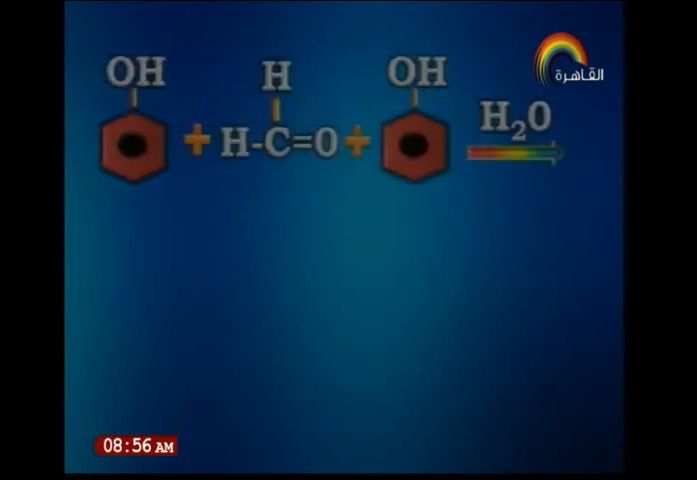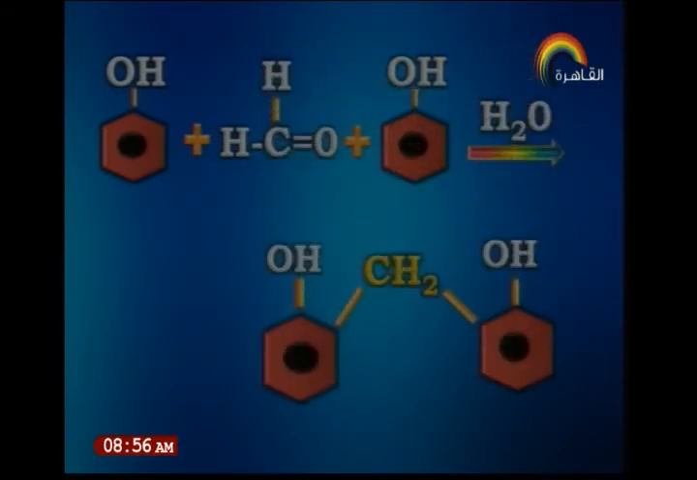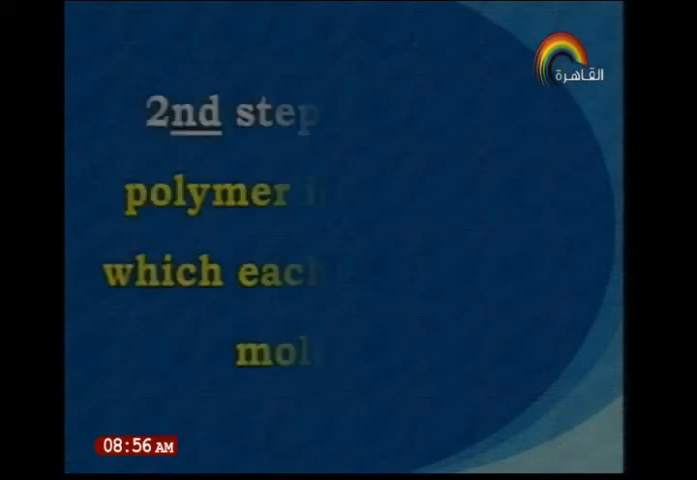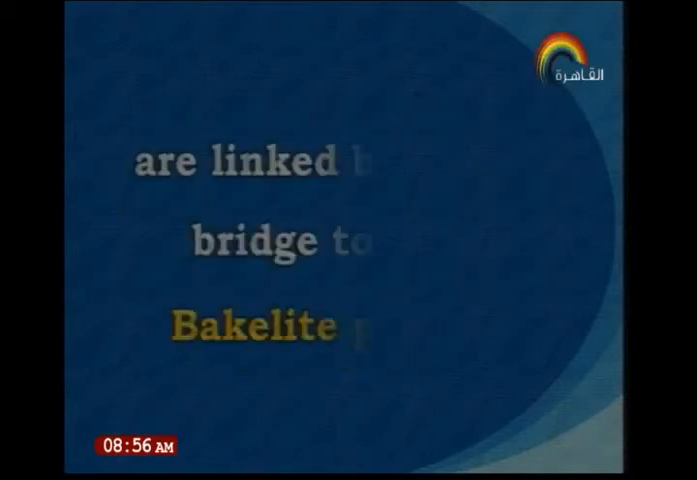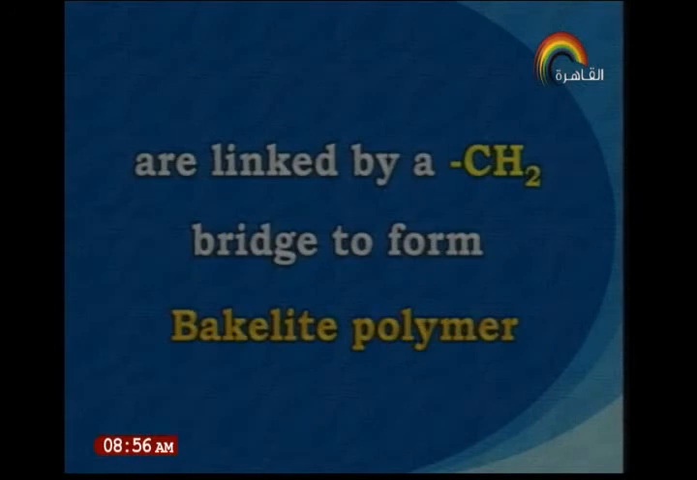At the same time, you have phenol, and formaldehyde with C double bond O and two C–H bonds, giving phenol, losing water. 2 phenols, yes. Now, catch this: 2 benzyl rings are attached together, with a CH2 bond between them. Now, the second step, a network polymer is formed in which phenol molecules are linked.